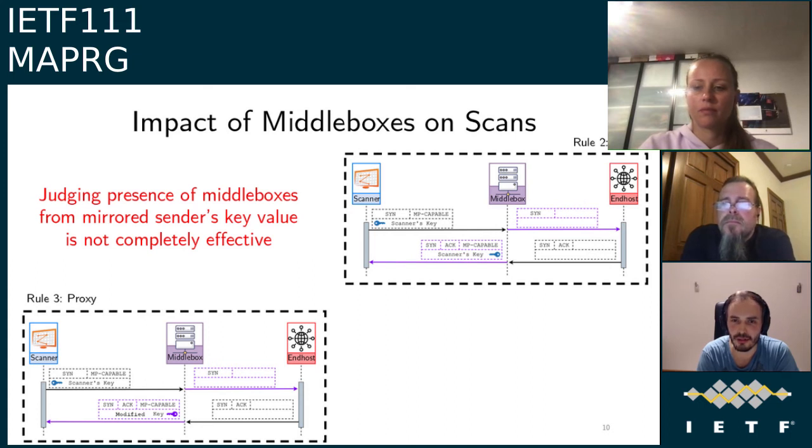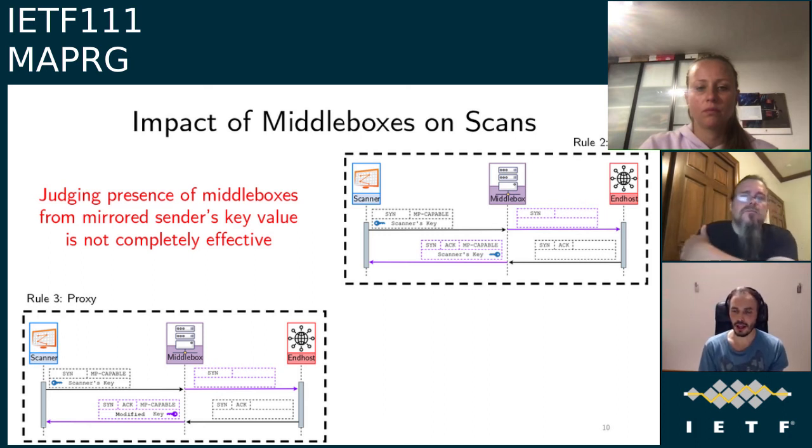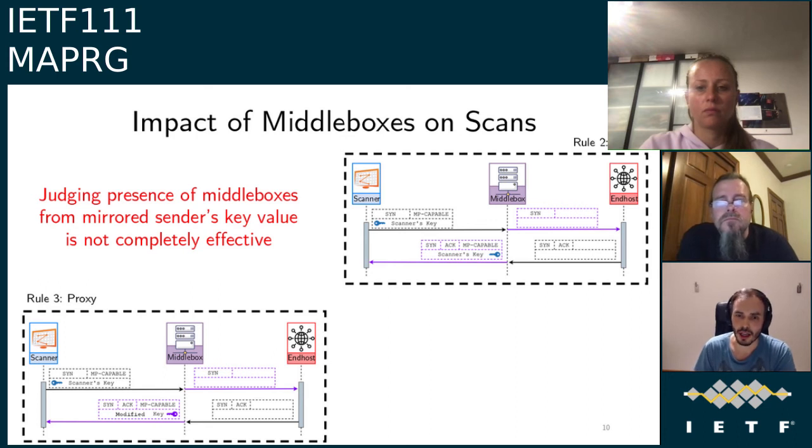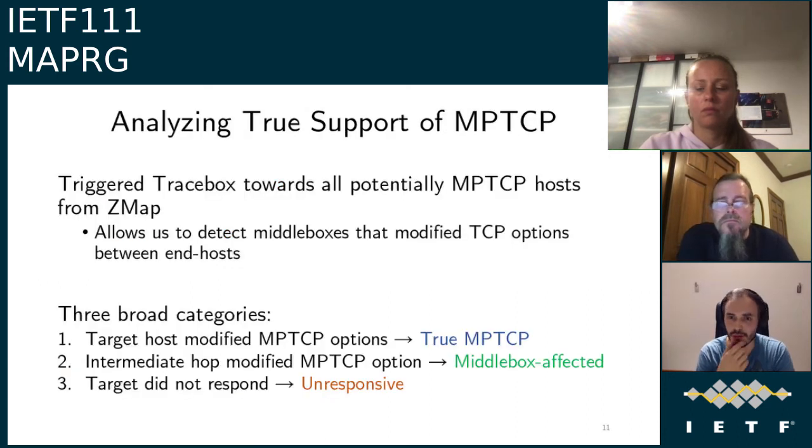So we can then identify the impact of these middle boxes. This already gives us a good indication of how many middle boxes there are using the technique of analyzing the sender's key. But we also went a little bit further. We used a tool called Tracebox, whose goal is basically to identify middle box interference along a certain connection. And we then classified hosts into 3 different categories.